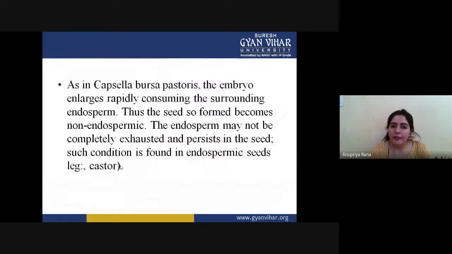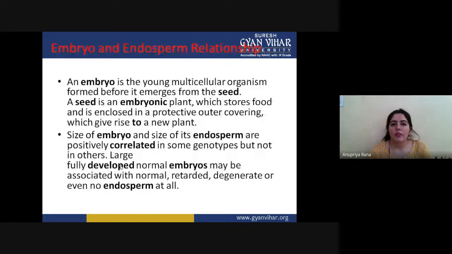In that case, when the endosperm is not present in the formed seed, it is called a non-endospermic seed. Such a condition can also be found in endospermic seeds like castor, where endosperm was present but is not present in the present situation. So those can be different cases.